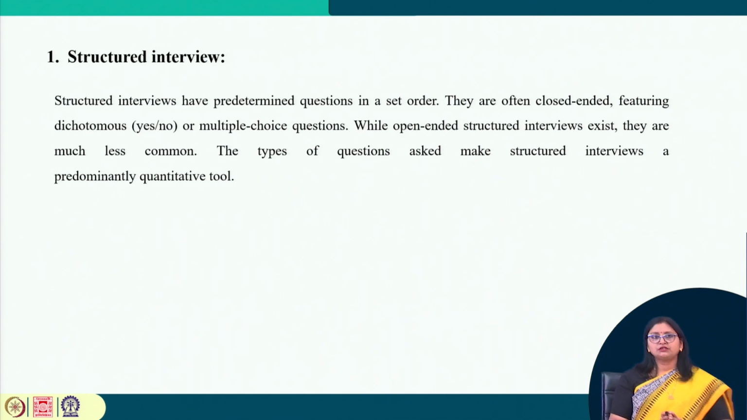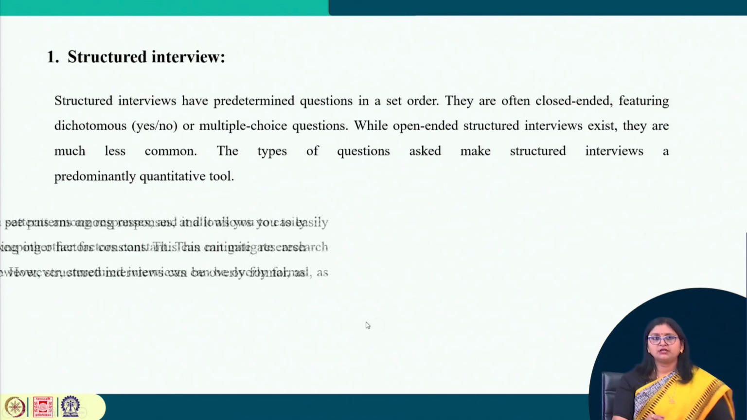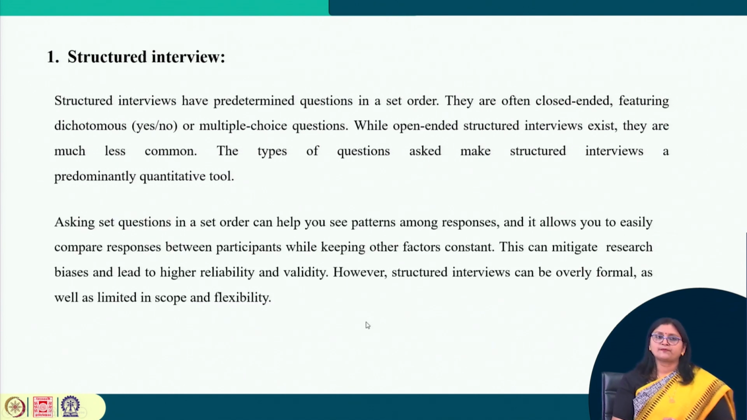Structured interviews have predetermined questions in a set order. Because, by the name, we can understand this is structured, pre-planned. So, we can call it planned interview, and unstructured is unplanned, and semi-structured is semi-planned. They are often closed-ended, featuring dichotomous yes or no or multiple choice questions. While open-ended structured interviews exist, they are much less common. The type of questions asked makes structured interviews a predominantly quantitative tool.